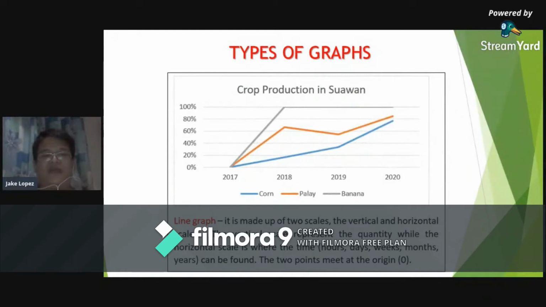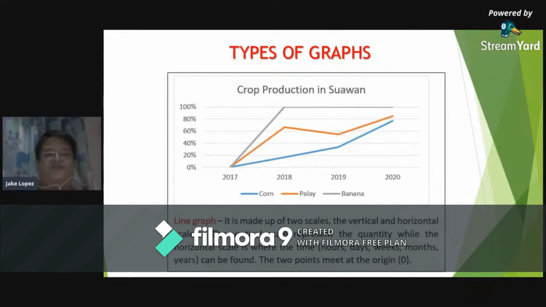Okay, there's a gray, an orange, and a blue line, right? So the corn is represented by a blue line. Then the orange is represented as the palay, and then gray is the banana. So here in this graph, you can see that there is an increase. No, what increase is this? So maybe it's the increase of production. Oh, it's here. It's in the title rather. So the production from 2017 was zero. So as you can see, at 2018, it started to grow, right? So nakita natin 2018, 100% yung banana.